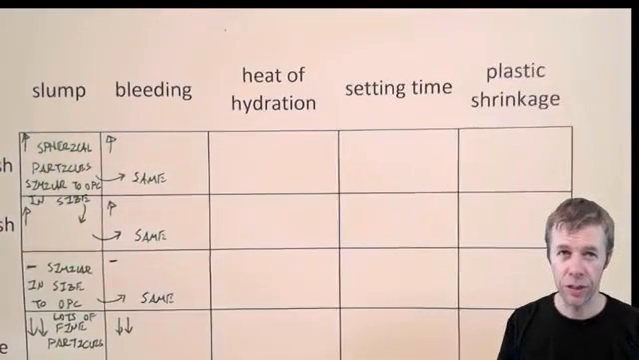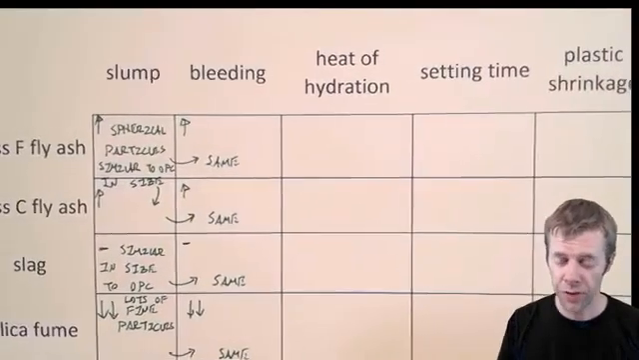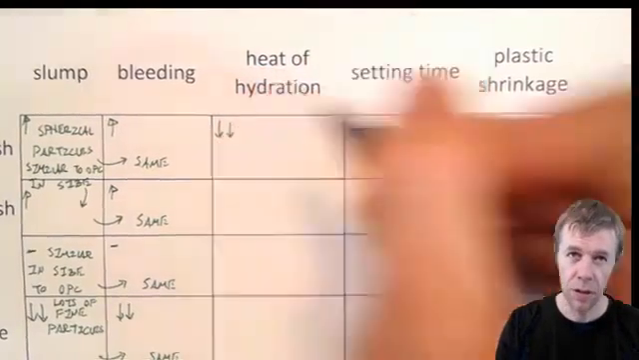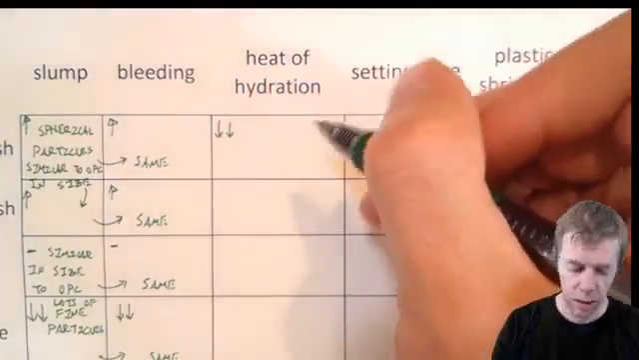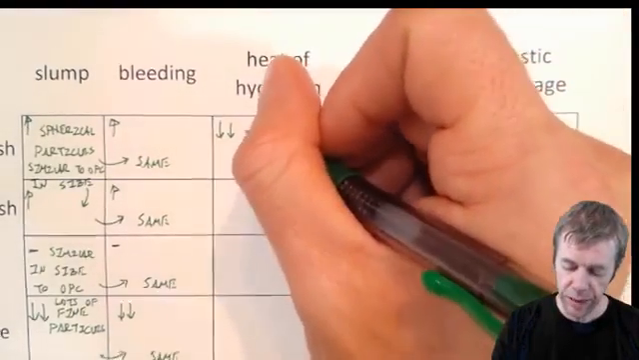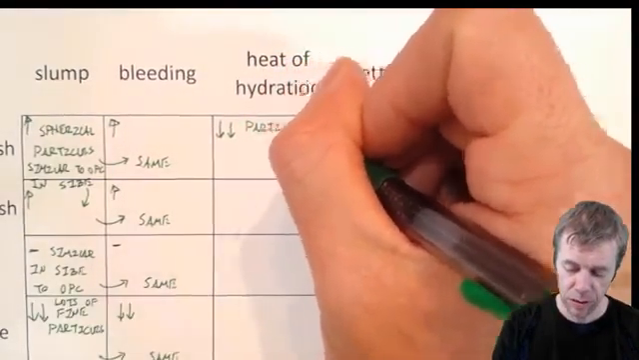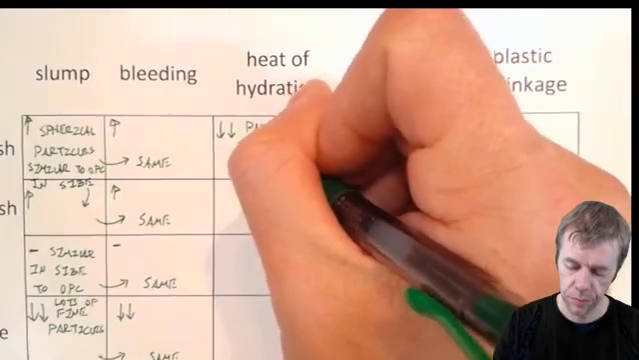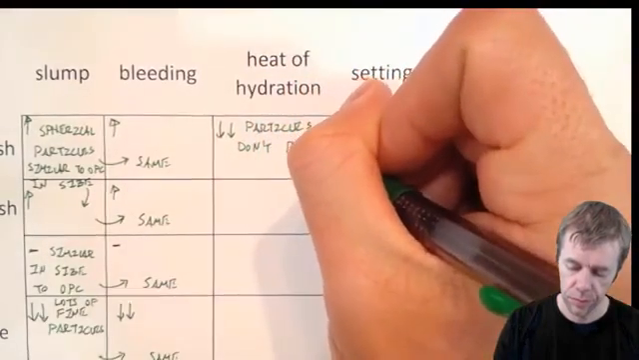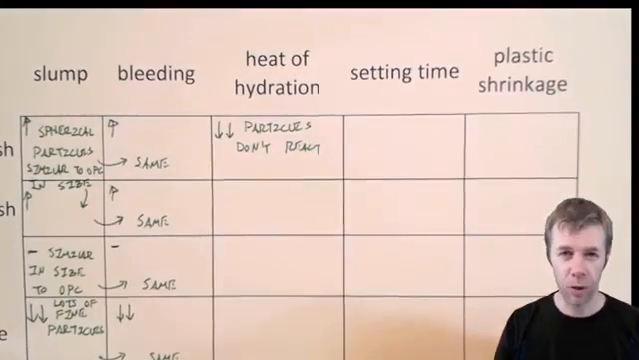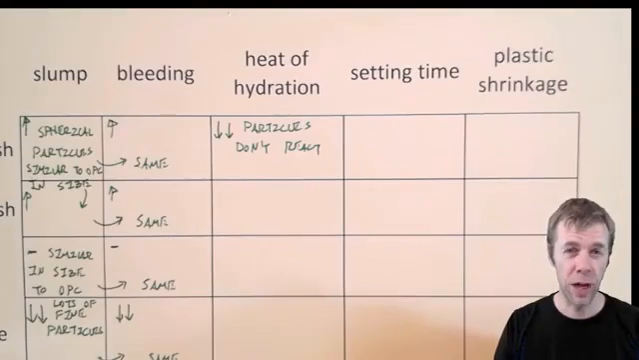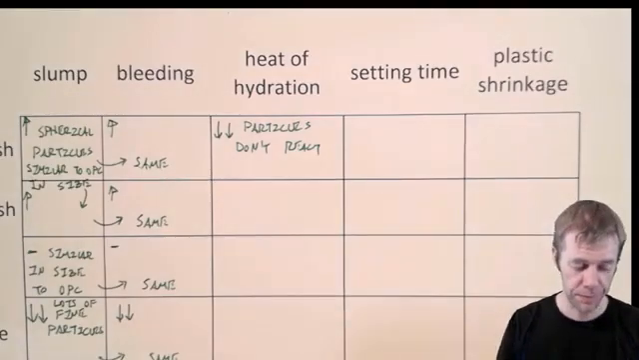Now let's talk about heat of hydration. And we're going to first start out with our friend class F fly ash. And the heat of hydration is going to go down. You'd say, why is that? The particles don't react. Remember, these class F fly ash particles are pozzolans, mainly. So they don't really do much reaction this early age time period. So they're kind of inert. So they're going to lower your heat of hydration a lot.